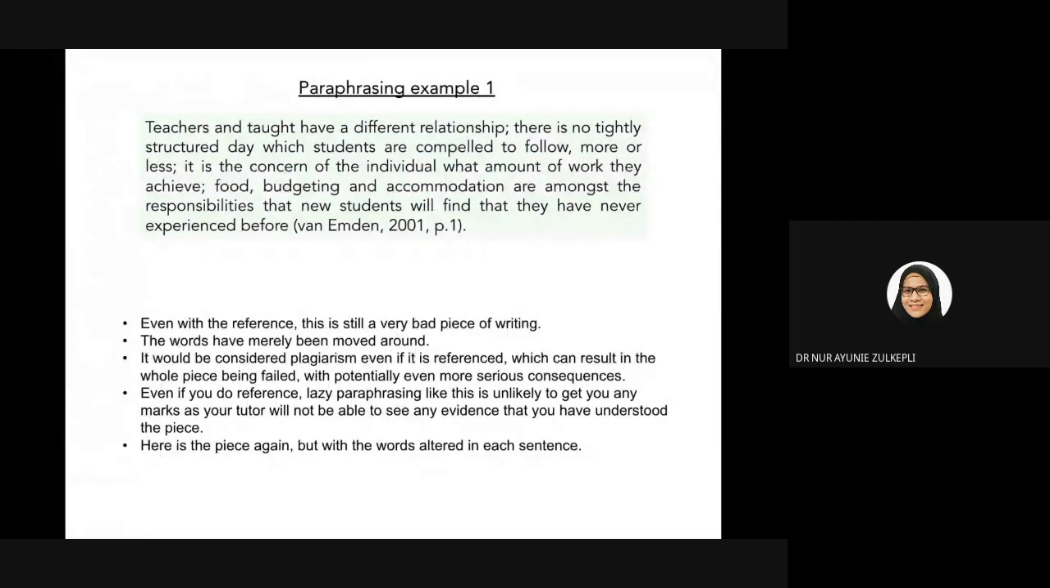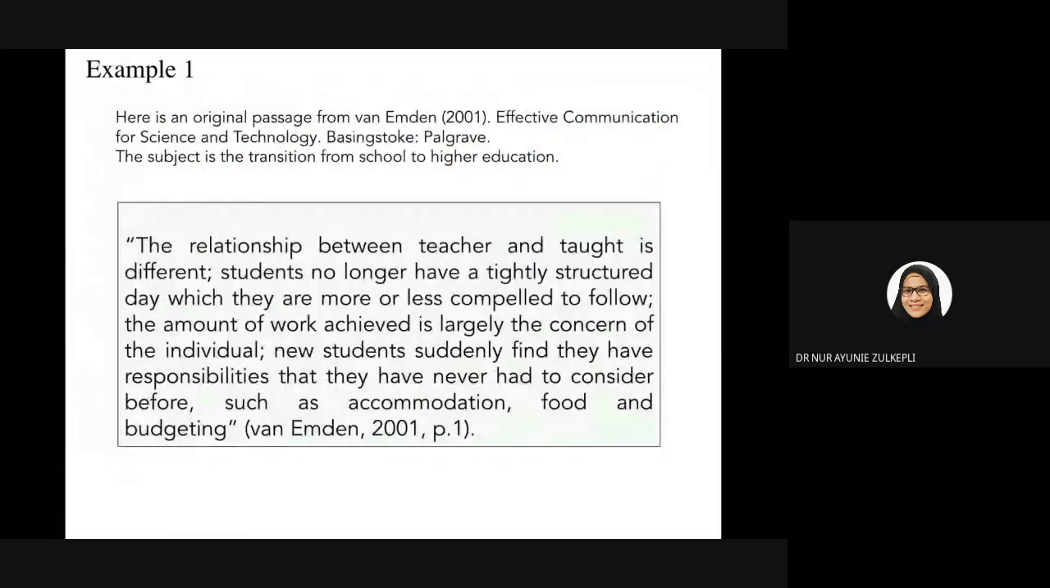So the meaning is not changed from the original one, but I would consider this plagiarism because the same words are still in this paragraph, you just moved them around. Just want to make sure that it is not the same as this one, but actually this is almost like 90% similar to this one.